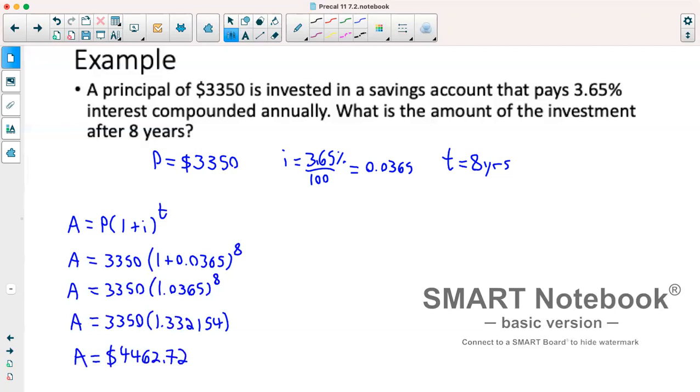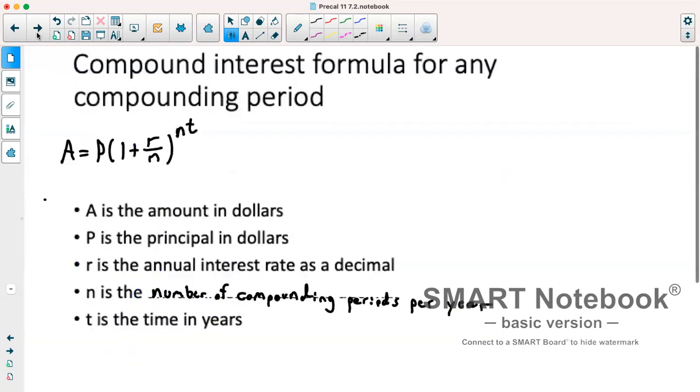Now, we aren't always going to be dealing with compounding annually. So we have another formula. This one works for any compounding period. So our total amount in the account is equal to our principal times 1 plus our interest rate as a decimal over n, which is how many times it compounds in a year. So for example, if it compounds quarterly, that's 4 times a year. If it's monthly, it'd be 12 times a year, weekly, 52 times a year, and then it's to a power of n times t, where t is our amount of years.